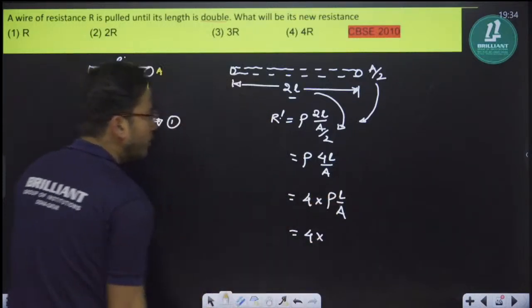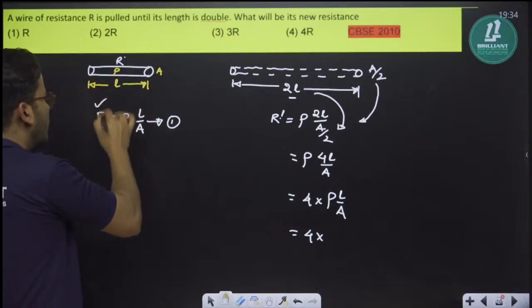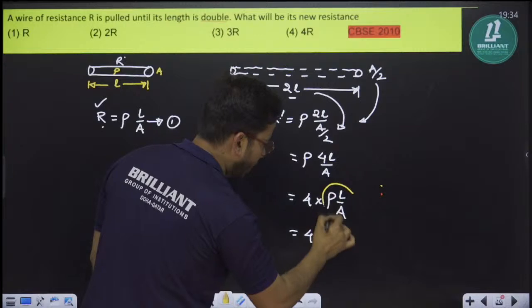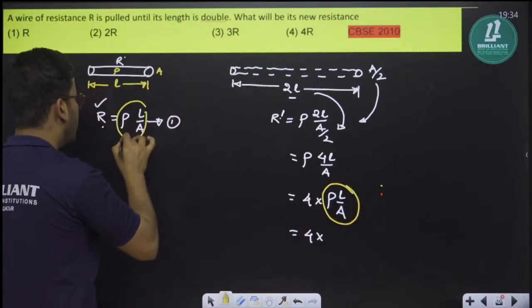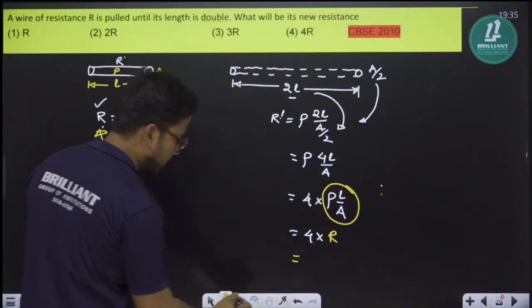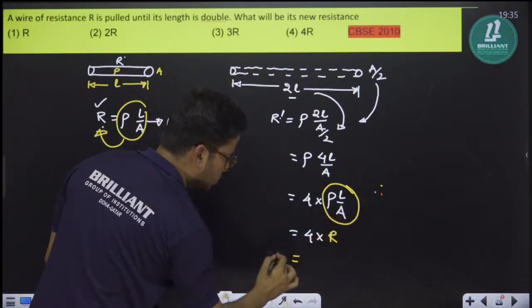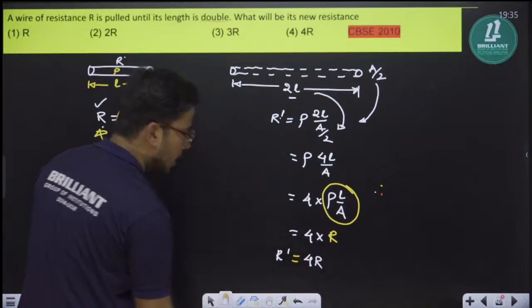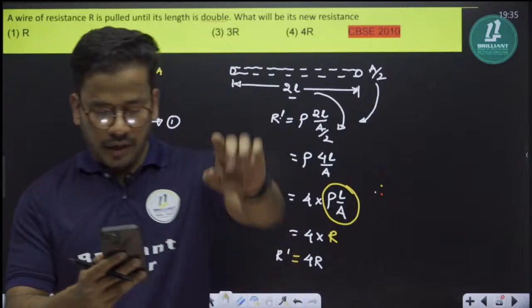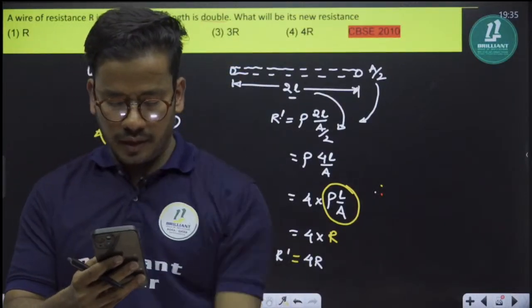4 into rho L by A. What is the value of rho L by A? Rho L by A is the previous R. See this, guys, rho L by A is previously R of this part. Clear? This resistance, guys, will increase by how many times? It will increase by 4 times. Tell me, everybody got this very clear?